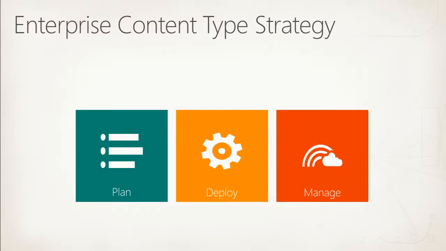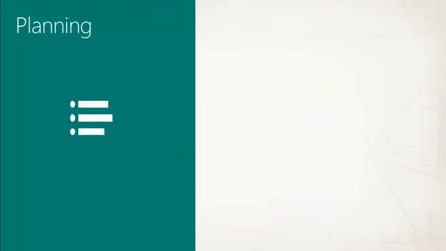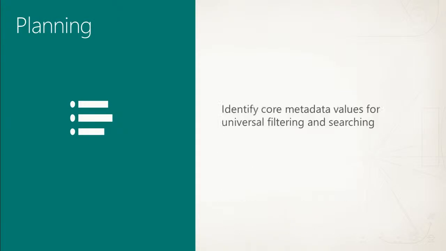So let's talk about 3 key elements of your enterprise content type strategy. Number 1 is planning. I'm a big fan of planning because there's this whole adage, right? If you don't plan, I don't know, something. Failing to plan is planning to fail, right? That's what it is. Just want to make sure you guys are paying attention. Nobody actually shouted it out.